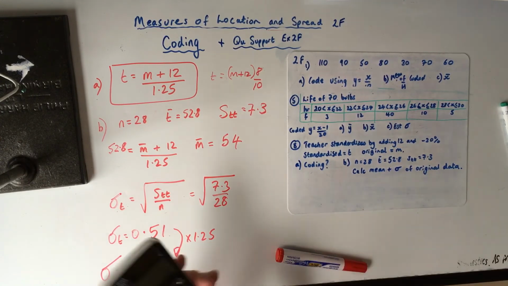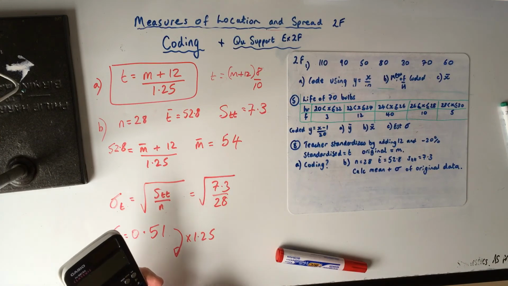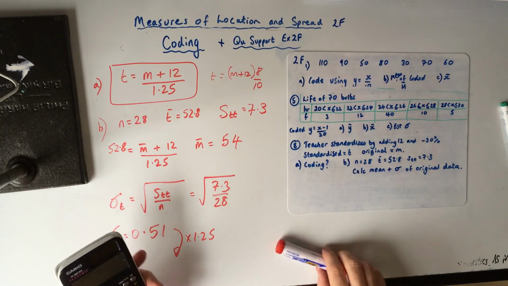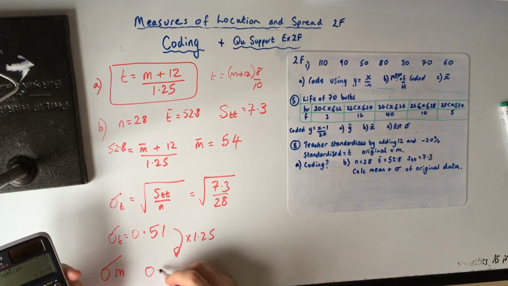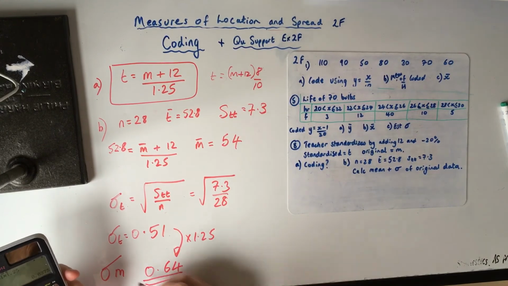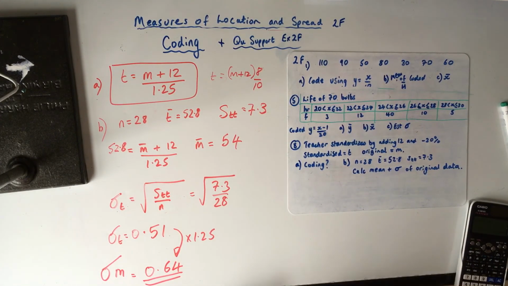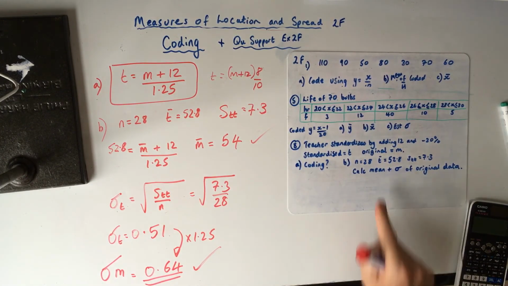Okay, so 0.51 times 1.25 is equal to 0.6375, so 0.64. That's the standard deviation. Okay, and that is right. So we've got the mean and the standard deviation.